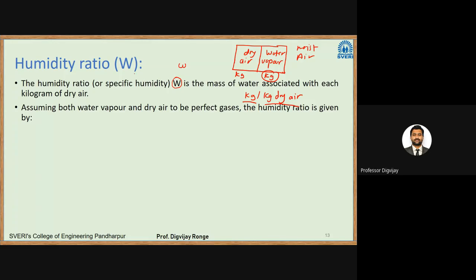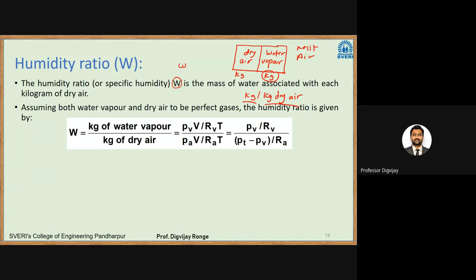Okay, so assuming both water vapor and dry air to be perfect gases, the humidity ratio is given by a formula. This humidity ratio is equal to kg of water vapor divided by kg of dry air. If I use the ideal gas equation, this mass we can write as PV, that is pressure into volume, divided by R into T, because the ideal gas equation is PV equals mRT.